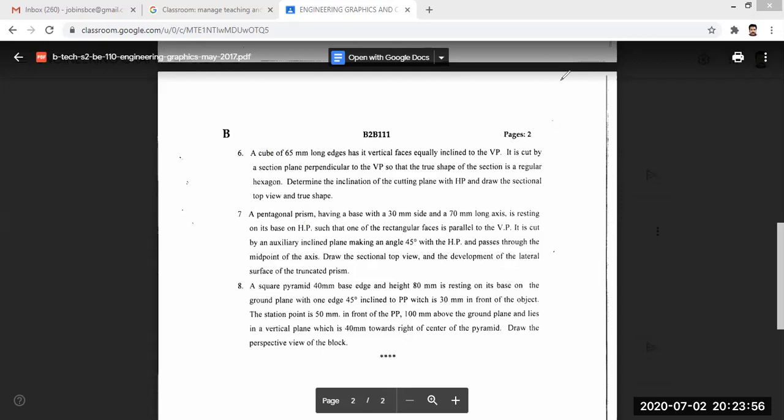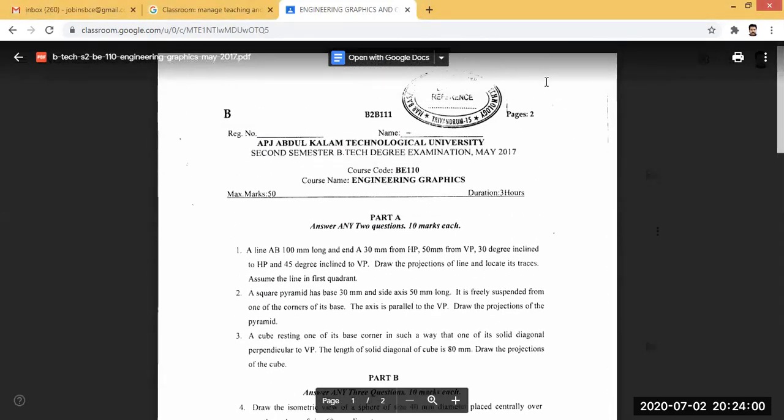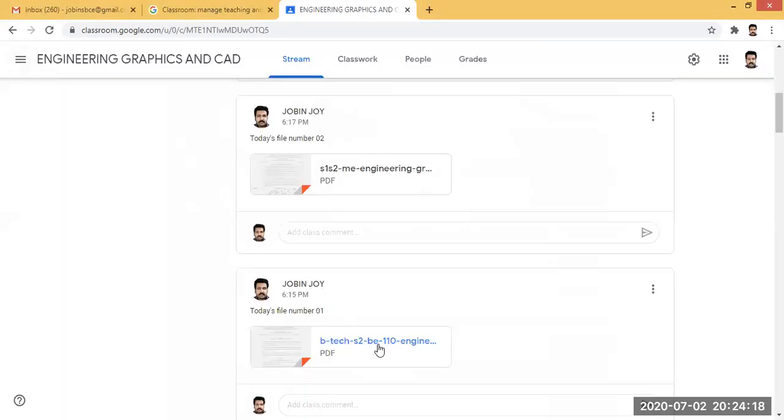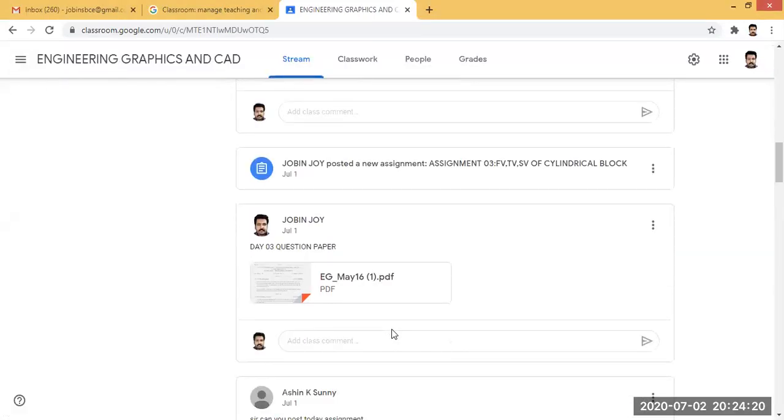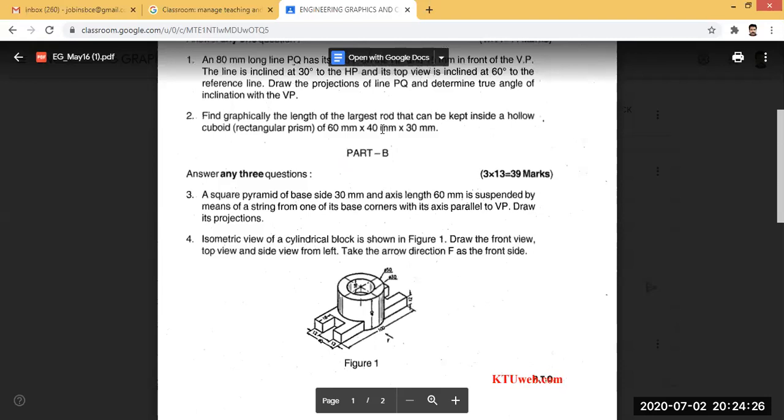So that's all about the assignments from the May 2019 question paper. Check the question paper here. You can see this is the May 2019 question paper. So you have to create these 3D models in Fusion 360. Then the next assignment, yeah, this is the next assignment.